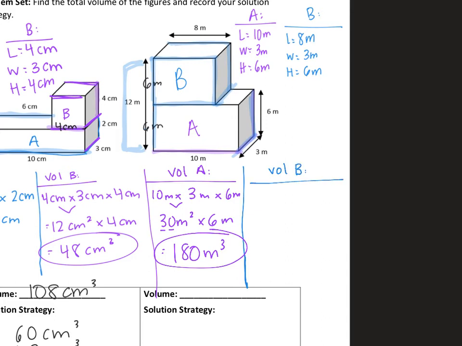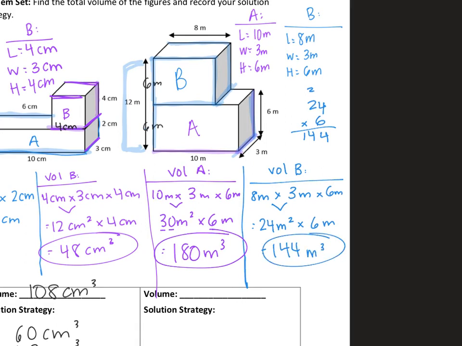All right, and the dimensions here were 8 meters times 3 meters times 6 meters. 8 meters times 3 meters is going to give me 24 square meters times 6 meters. All right, I'm going to go up here, 24 times 6. 6 times 4 is 24. 6 times 2 is 12, 13, 14. So that's going to give me 144 cubic meters.